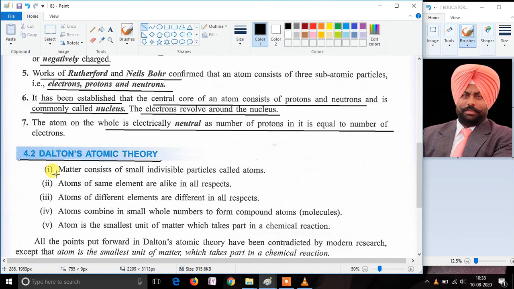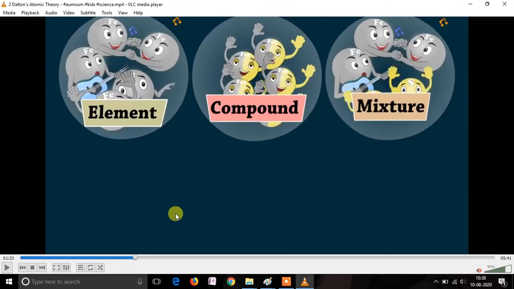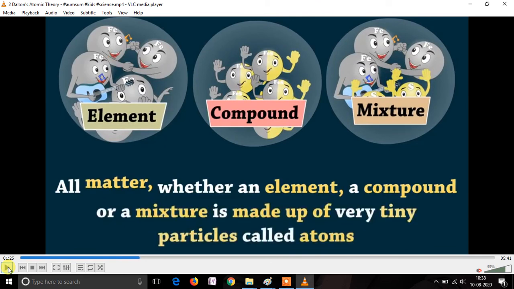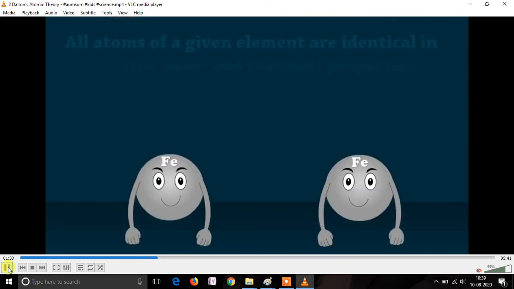The first point of Dalton's atomic theory is that matter consists of small, indivisible particles called atoms. All the elements, compounds and mixtures, they are all states of matter, and all matter, whether it's an element, a compound or a mixture, is made up of tiny particles, and these tiny particles are called atoms, as we have discussed earlier.